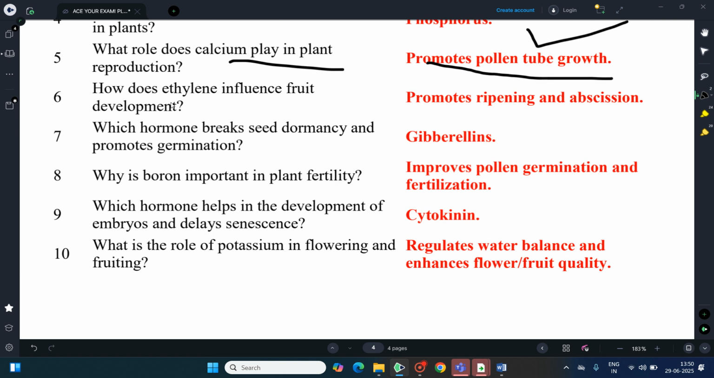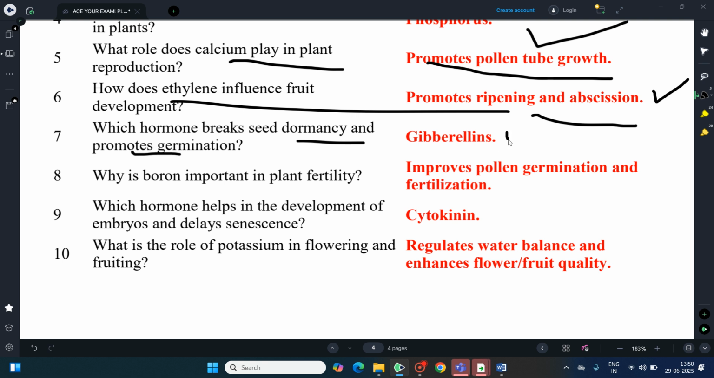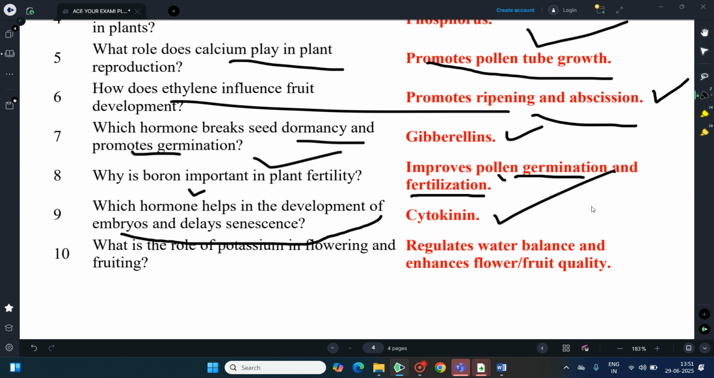How does ethylene influence fruit development? It promotes fruit ripening and abscission. Which hormone breaks seed dormancy and promotes germination? That is gibberellin. Why is boron important for plant fertility? Boron improves pollen germination and aids in the fertilization process. Which hormone is responsible for the development of embryos and delays senescence? That is cytokinin. That is the correct answer.